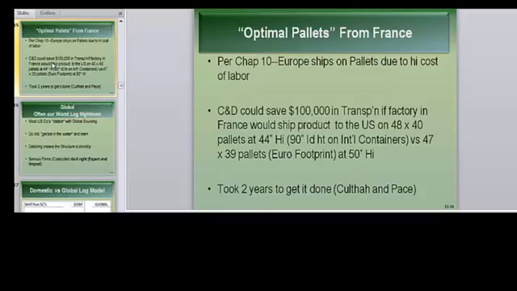And I mentioned before that Europe ships on pallets, unlike Asia, which is normally floor loaded. We covered this previously in chapter 10. So Europe typically ships on pallets because they have high labor costs similar to the US.